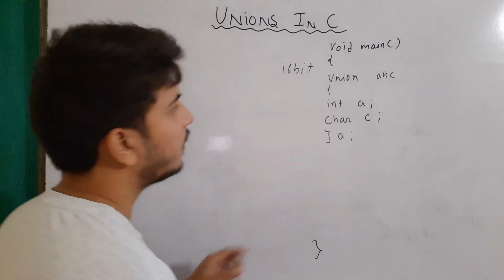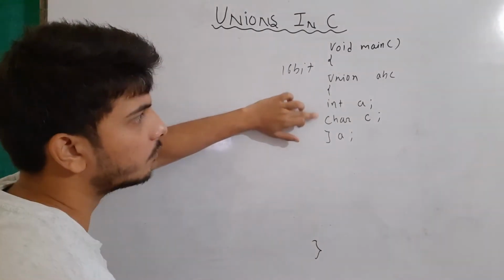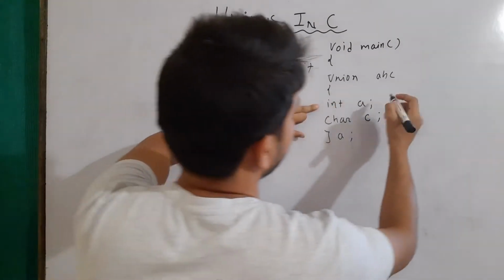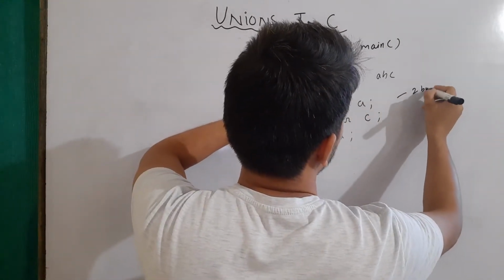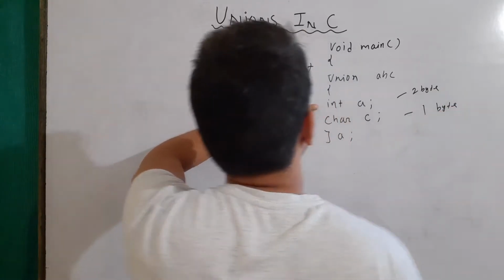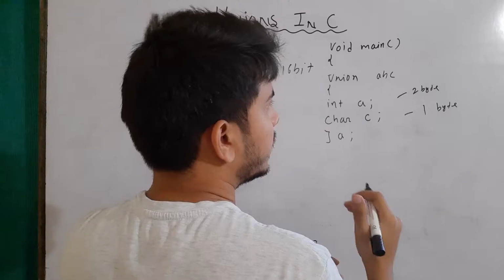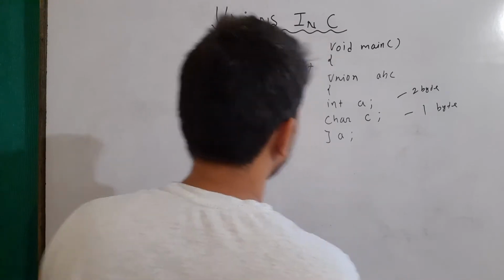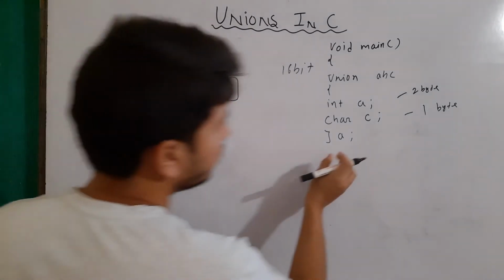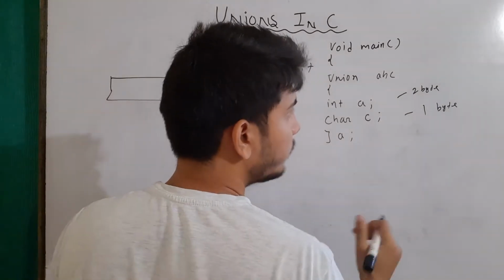Now first of all we have to see who has the highest number of bytes. For example, for a 16-bit compiler, integer will be of 2 byte and character will be of 1 byte, right? So here integer has the highest space of memory, which is 2 byte. So the maximum memory which will be given to our union variable will be 2 byte.